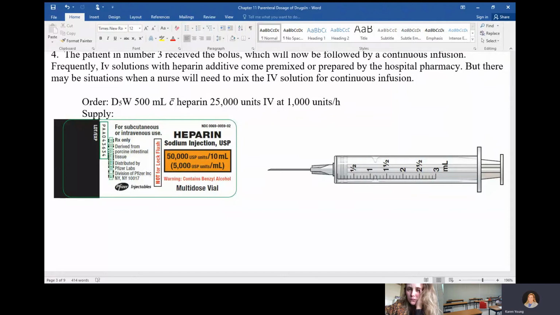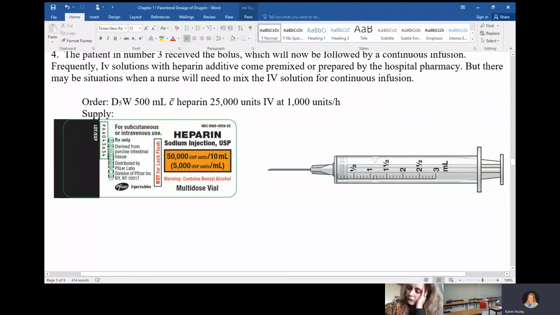So the order, and this is going to be one of those strange orders because it's an IV, and we got more numbers in here that we need to use to calculate. So we're giving D5W, an IV solution, 500 milliliters. That means I have an IV bag that's 500 milliliters of dextrose in water, with heparin, 25,000 units. And we're using it at a rate of 1,000 units per hour.